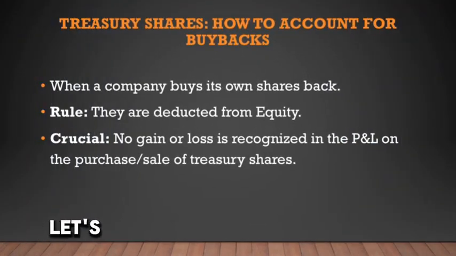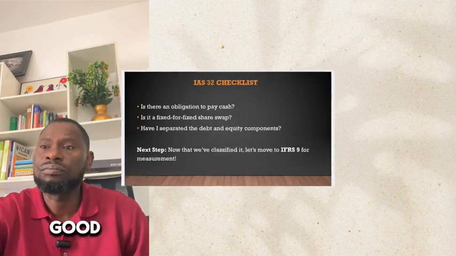Now, treasury shares. Let's look at treasury shares, how to account for buybacks. When a company buys its own shares back, it is the treasury share. So the rule is simple. They are deducted from equity. And it is crucial to note that no gain or loss is recognized in the P&L on the purchase or sale of treasury shares. Good.